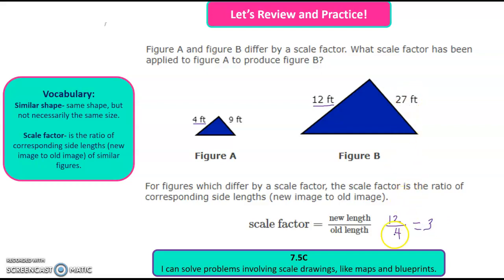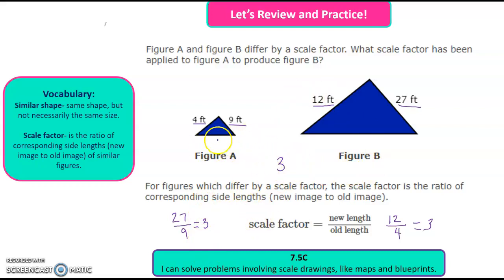So supposedly it's a scale factor of 3, but we're also going to double check the 27 and 9, new length versus old length, which is also 3. So our scale factor is 3 for this figure.